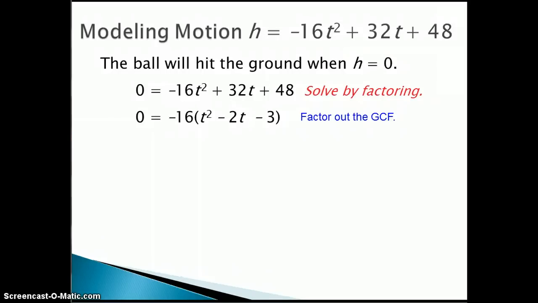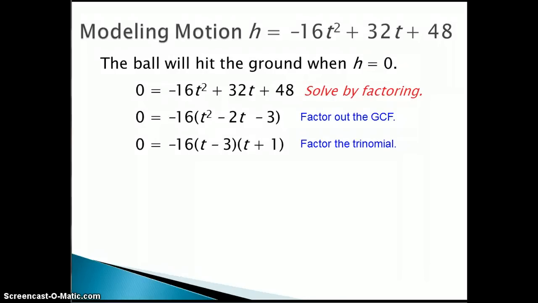So now we need to factor that t squared minus 2t minus 3. We're looking for two numbers that multiply to give us negative 3 and add to give us negative 2. You probably guessed that the two numbers that work would be negative 3 and positive 1. So now we have our equation factored completely on the right side.